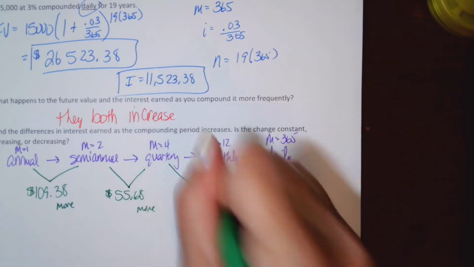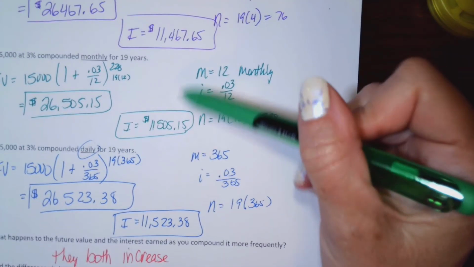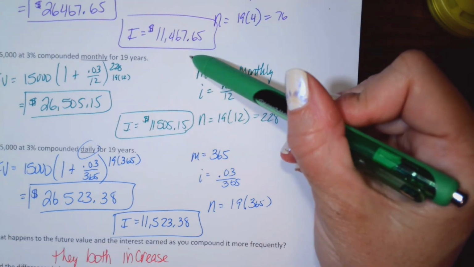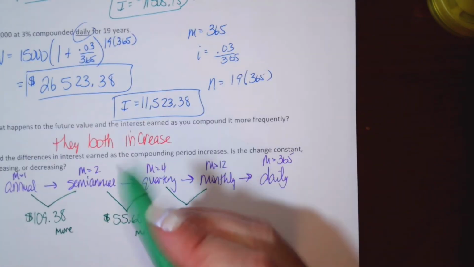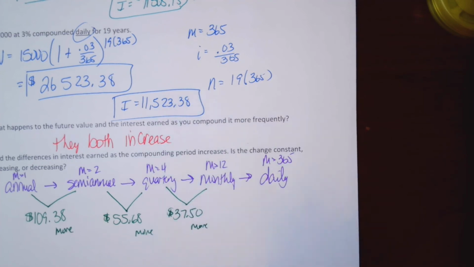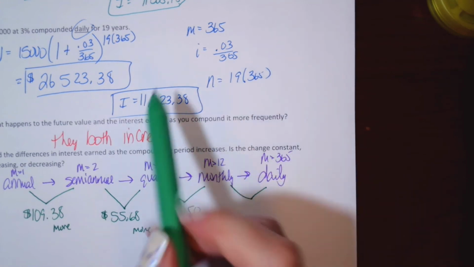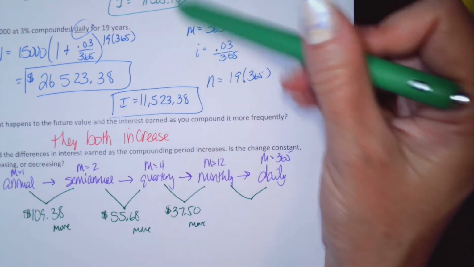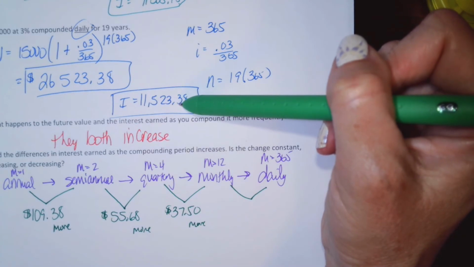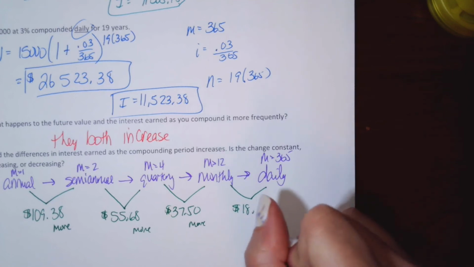What about the difference between compounded quarterly and monthly? Well, here's monthly, there's quarterly. When you subtract that, you find a difference of $37.50. So you can see that even though the compounding is still increasing, it's not increasing by as much, is it? What about the difference between monthly and daily compounding? If I look at this, it looks like about $17 or $18. Comes out to be $18.23.